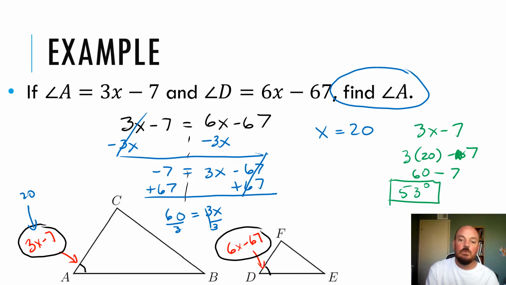Now, a good way to check your work is to plug that 20 in right here also and see if you get the same thing, because we know they're supposed to be equal. And you would. You would have 6 times 20 is 120, and 120 minus 67 gives you 53 again. So now we're real confident in our answer. We know we got the right answer. Okay, so let's go back to those sides.